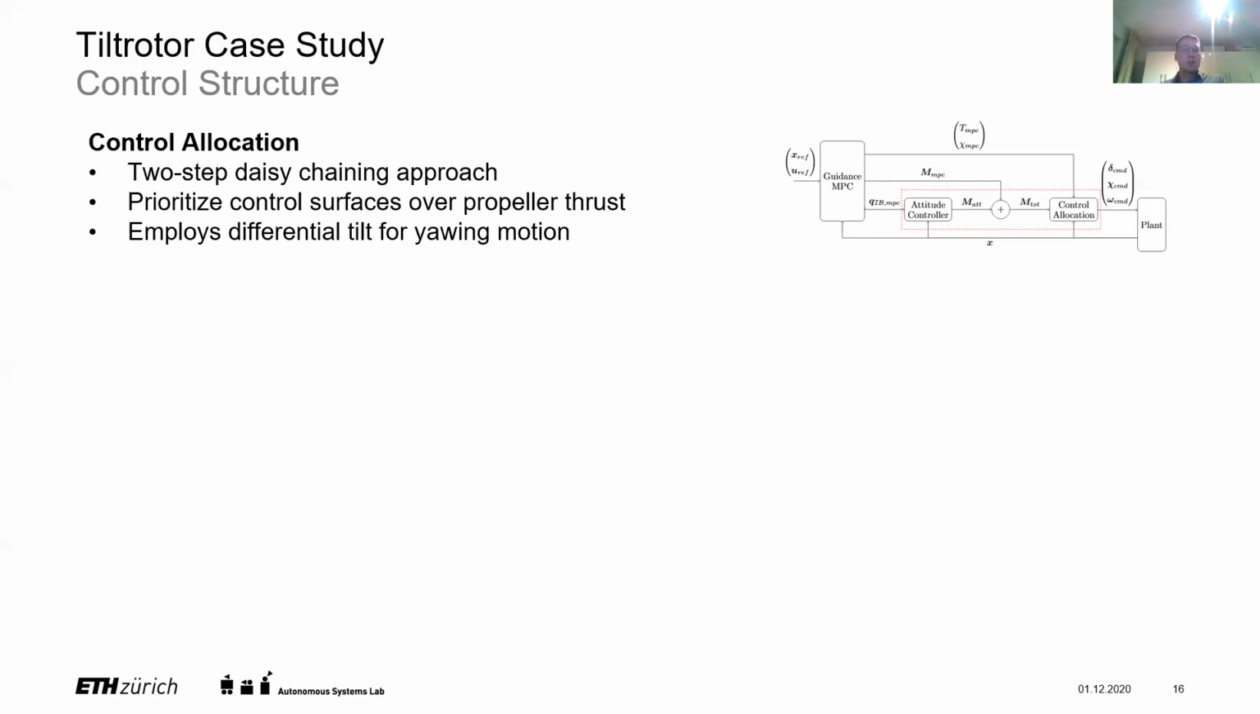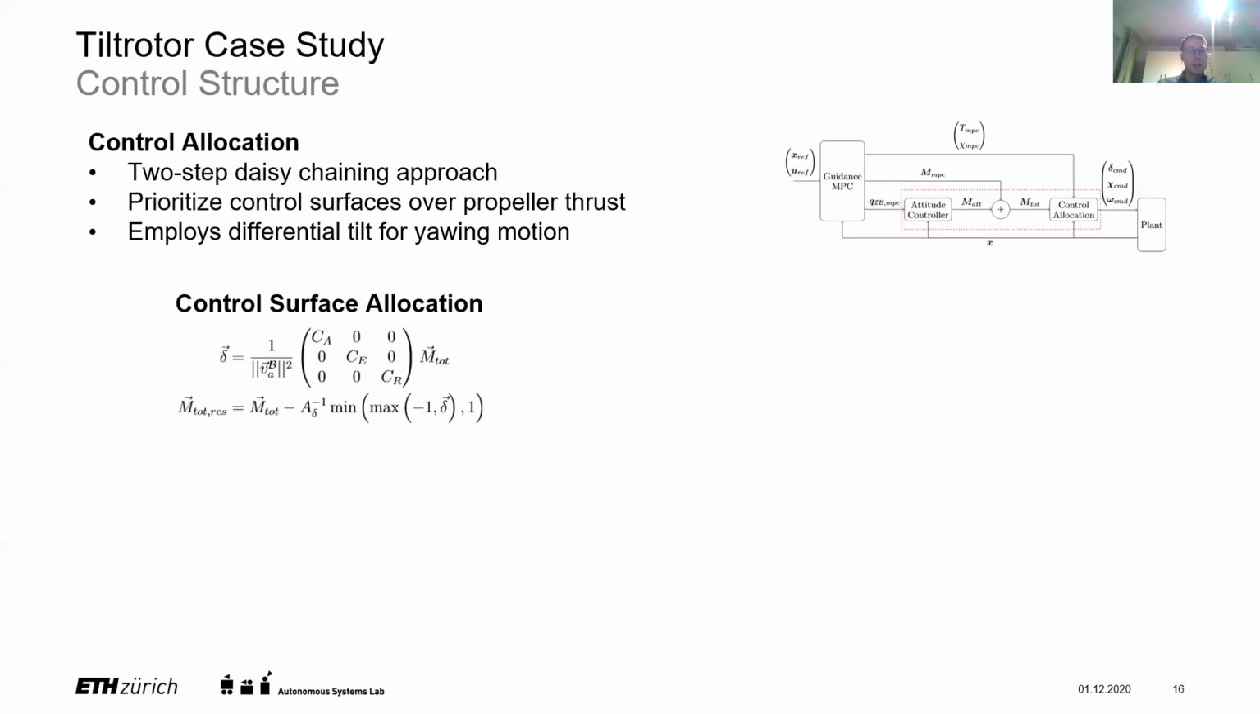In our case, the control surfaces are more efficient than the propellers, so these are allocated first. And we can see how this is done here. We basically take the total torque from the MPC and the attitude controller and allocate it through this matrix, which depends on the individual control surface coefficients on the diagonal, as well as on the airspeed.